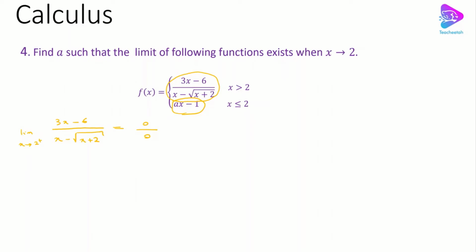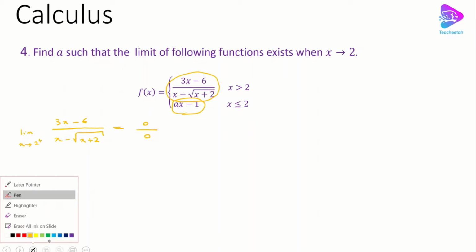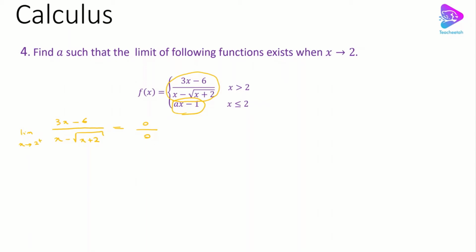When we have this sort of function, the first thing that we have to do is multiply both numerator and denominator by the conjugate form of the term needed to be multiplied. In here we have x minus square root of x plus 2, and we have to multiply with the conjugate, which is x plus square root of x plus 2. I'm going to do that step here.